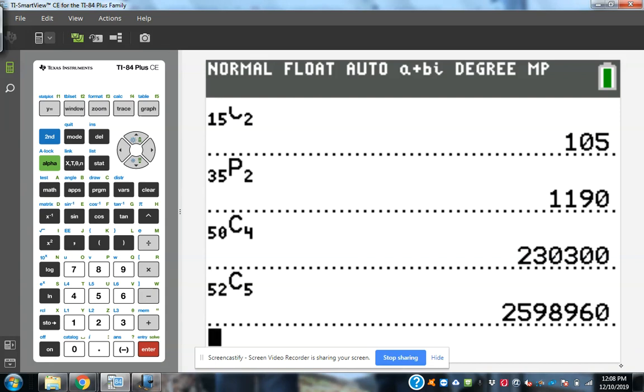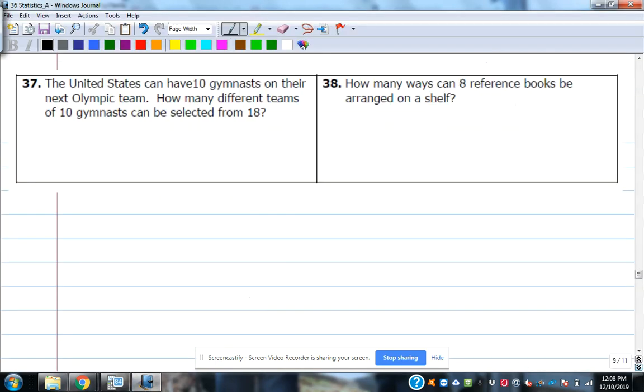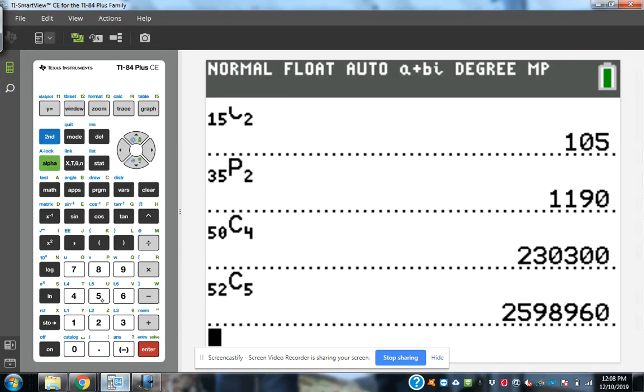Let's look at 37 real quick. Get back to some problems here. The United States can have 10 gymnasts on their next Olympic team. How many different teams of 10 gymnasts can be selected from 18 people trying out? Is this a combination or a permutation? Combination, because we're not saying you're the best, you're the second best, and all that stuff. We're just making up a team of 10 people out of 18. They're all better at gymnastics than any of us that are trying out, because it's going to be a good team no matter which 10 you pick. So how many different ways?